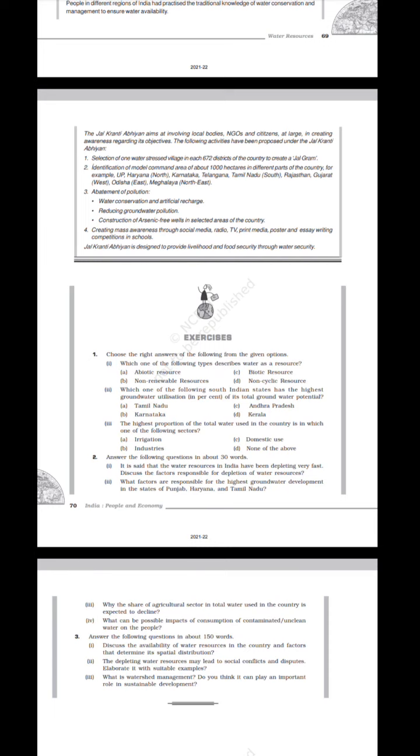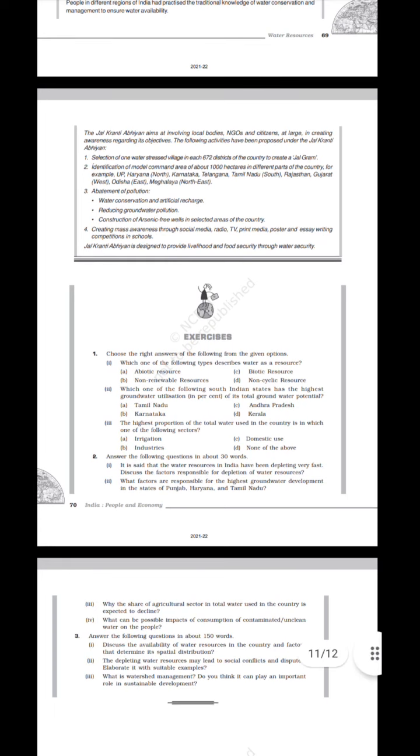Identification of model command area of about 1000 hectares in different parts of the country, for example UP Haryana North, Karnataka, Telangana, Tamil Nadu South, Rajasthan, Gujarat West, Odisha East, Meghalaya Northeast. Abatement of pollution, water conservation and artificial recharge, reducing groundwater pollution, construction of arsenic free wells in selected areas of the country, creating mass awareness through social media, radio, TV, print media, poster and essay writing competition in schools. Jal Kranti Abhiyan is designed to provide livelihood and food security through water security.